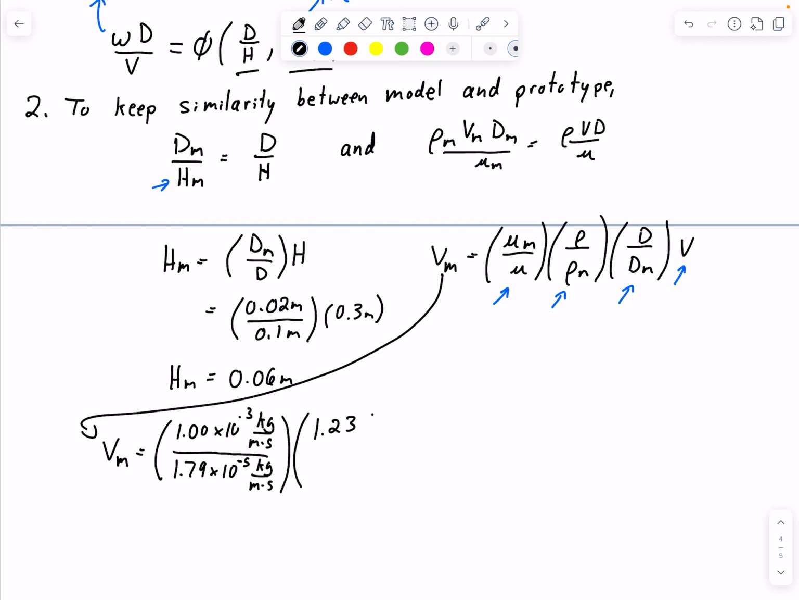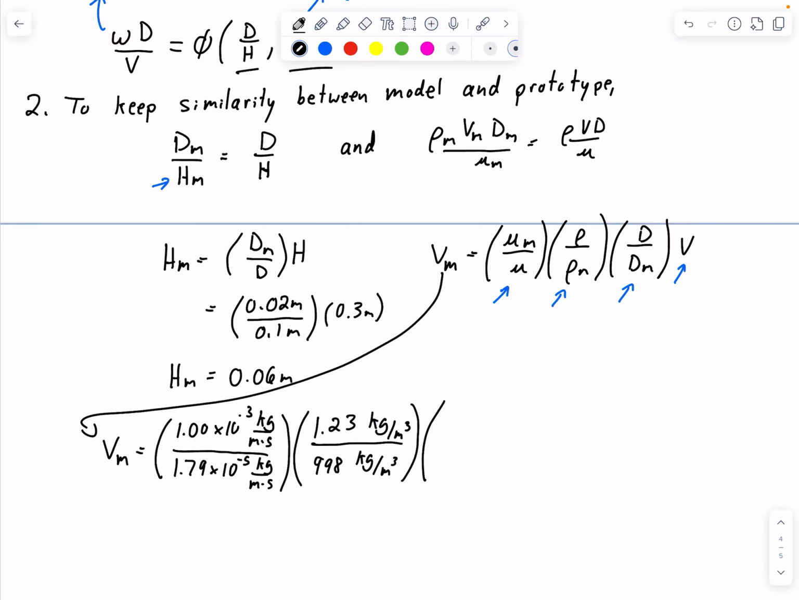1.23 kilograms per meter cubed. So this is the density of the fluid used for the prototype. For the prototype, we have air, so that's 1.23 kilograms per meter cubed, divided by the density of the fluid used in the model system. So that's our water tunnel, so that's using the density of water.